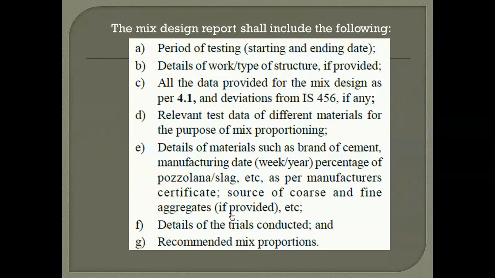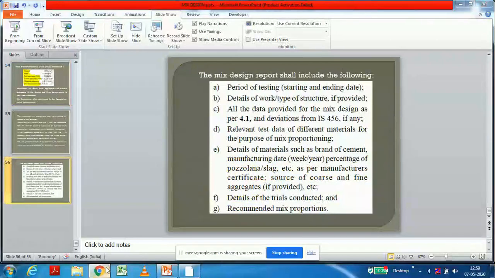Then what is the brand of cement, and what is the percentage of admixture or mineral admixture used, that also has to be specified. All the mix calculations have to be put up in the report, and the details of the trial mixes, if you have done a number of trials, all those details have to be put up. At the last we have to recommend the mix proportion of the concrete. So this is how we do the mix proportion in the site also, because these are all done in the office.